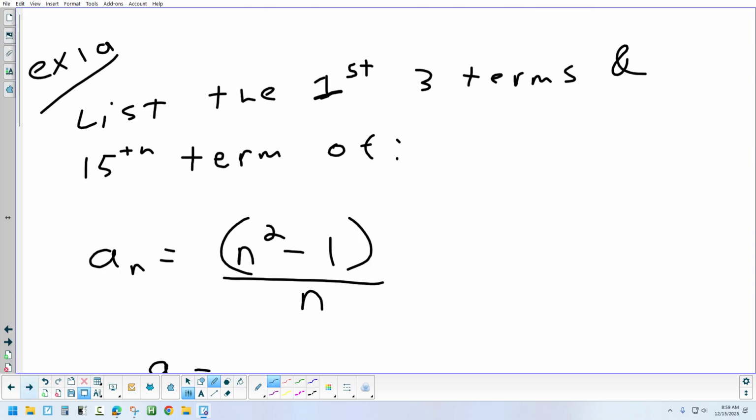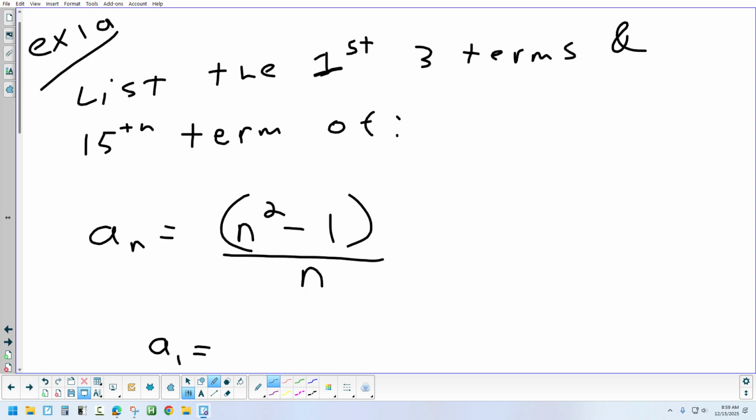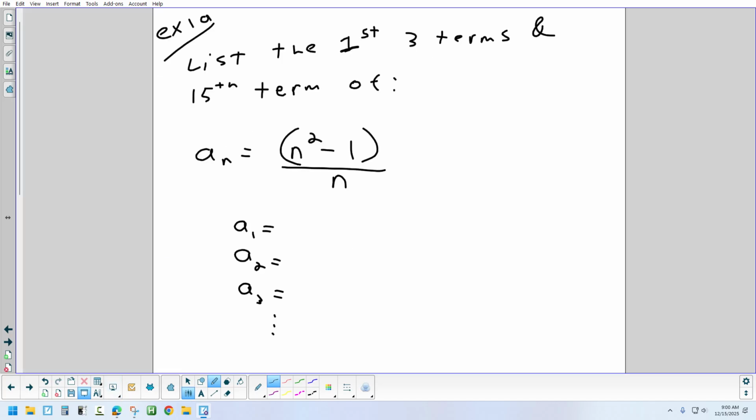Okay. So let's practice listing terms in a sequence. This is the kind of problem where they give you a formula, and they ask you to list out some terms. In this particular one, they want the first 3 terms and the 15th term. So let's start with the first term. To find the first term, they give us a formula. Can anybody tell me what number we are going to plug into the formula to get the first term? 1. Yeah, we're going to plug in 1.